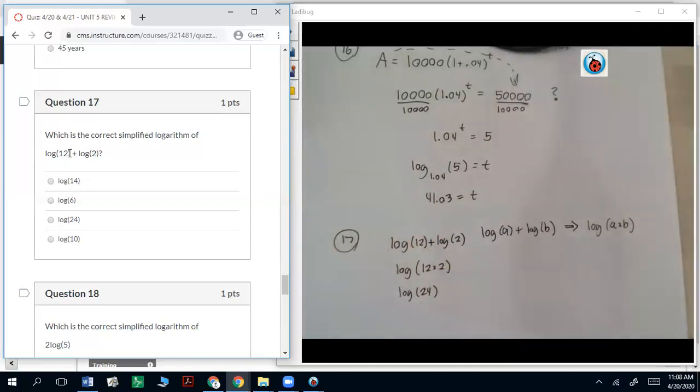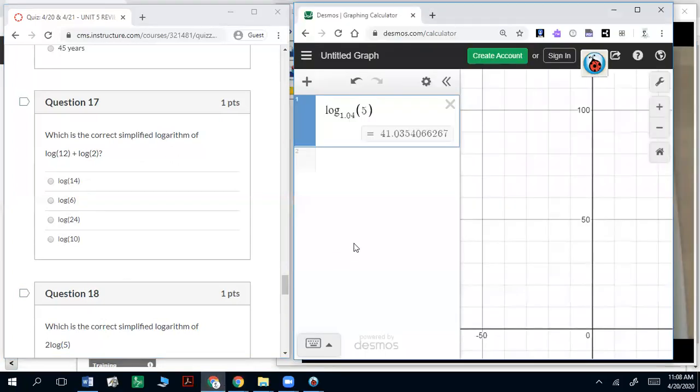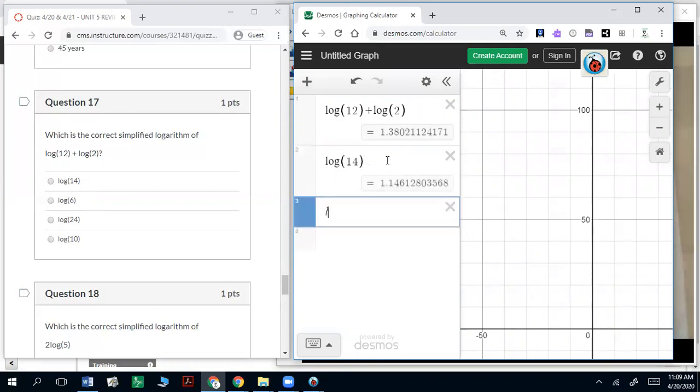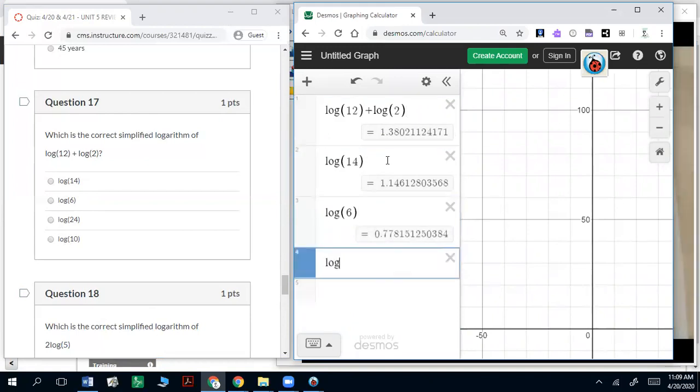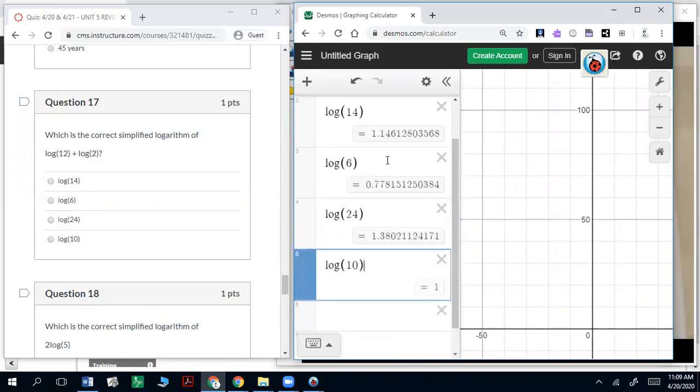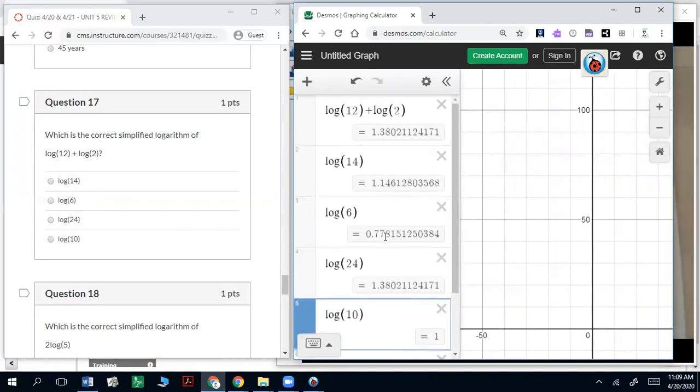Now, since these are actual numbers, we can check them. So log of 12 plus log of 2 is 1.38. And the only log that gives me the same number is log of 24. So that's a quick way to check if they're numbers.